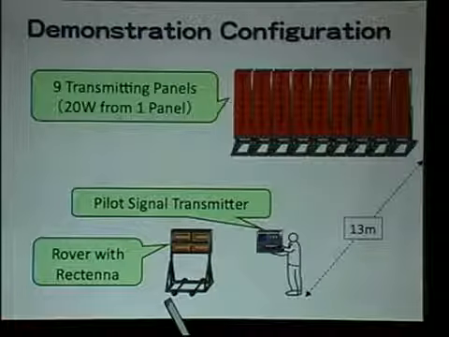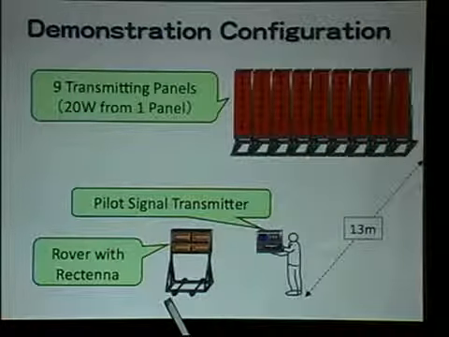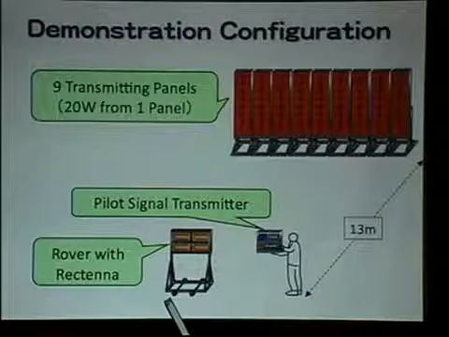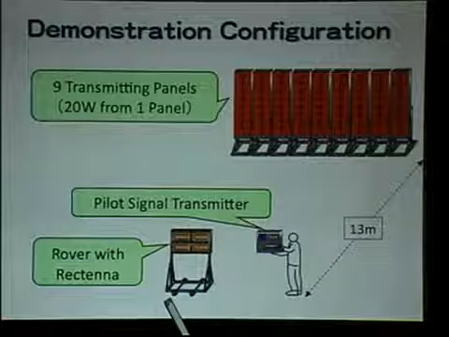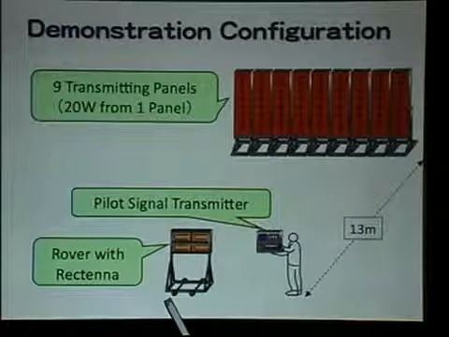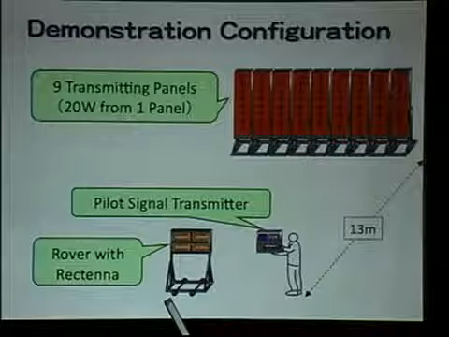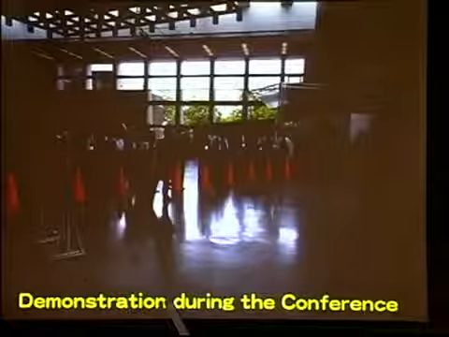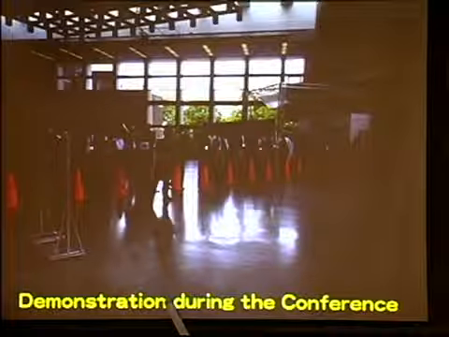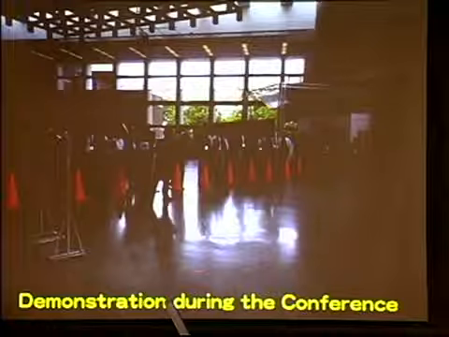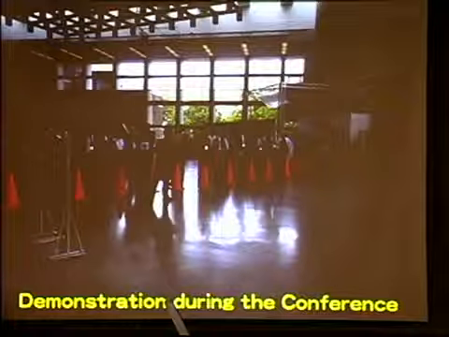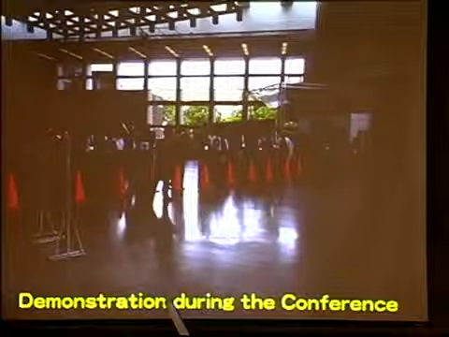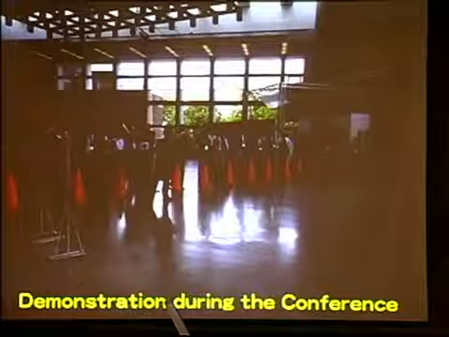And this is the 9 transmitting panels. Each panel can radiate 20 watts, and in total about 180 watts. The distance is about 30 meters. I'm sorry, it's just a little dark. This is the demonstration we performed in Toronto in September 2009.